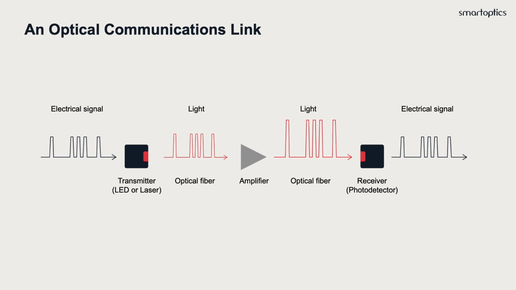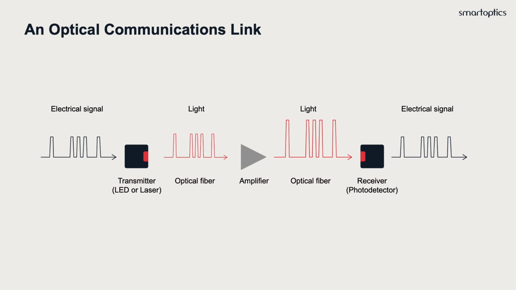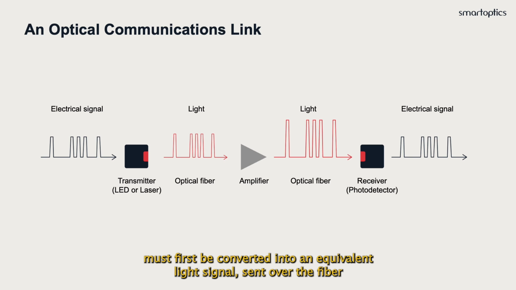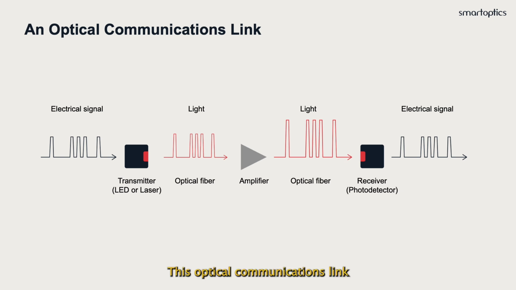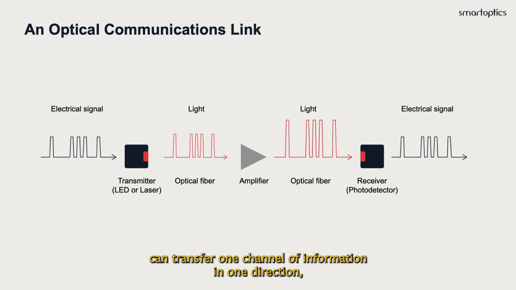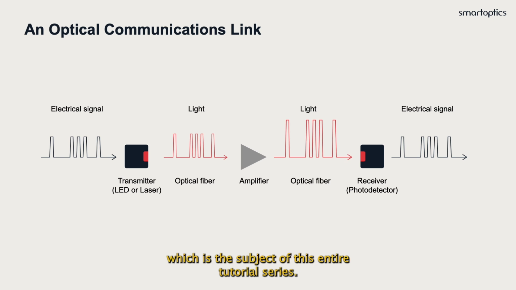Having the digital signal, we can now create an optical communications link using the dark fiber we have buried or leased. The digital signal, coming from a router or switch in electrical format, must first be converted into an equivalent light signal, sent over the fiber, and then converted back to an electrical signal at the other end of the fiber. This optical communications link can transfer one channel of information in one direction, but we can achieve more channels and increase the overall link capacity by multiplexing multiple channels over the same optical fiber, which is the subject of this entire tutorial series.